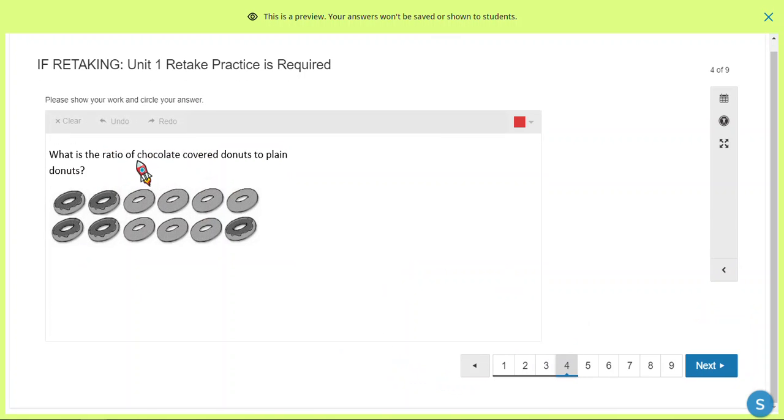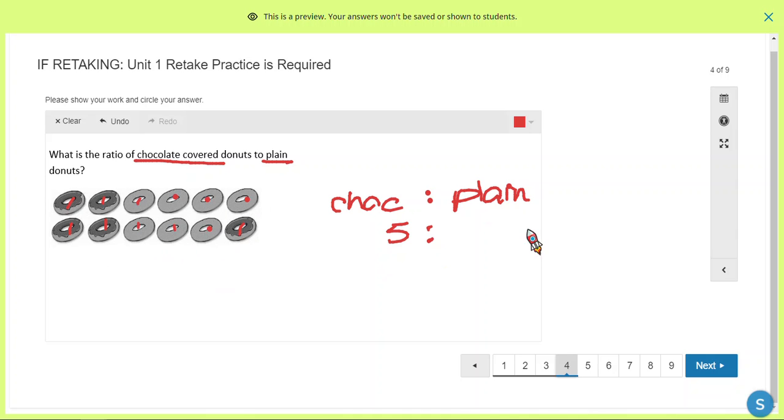The next one, what is the ratio of chocolate covered to plain donuts? So I'm going to do chocolate to plain. And if I count the chocolate, there's 1, 2, 3, 4, 5. A lot of people forget this last one. So it's 5 to the plain. There's 1, 2, 3, 4, 5, 6, 7 plain. So you could write it as a colon, you could write it as a fraction, or you could use the word to. Both 5 and 7 are prime numbers, so that means I cannot simplify them because they don't have a common factor.